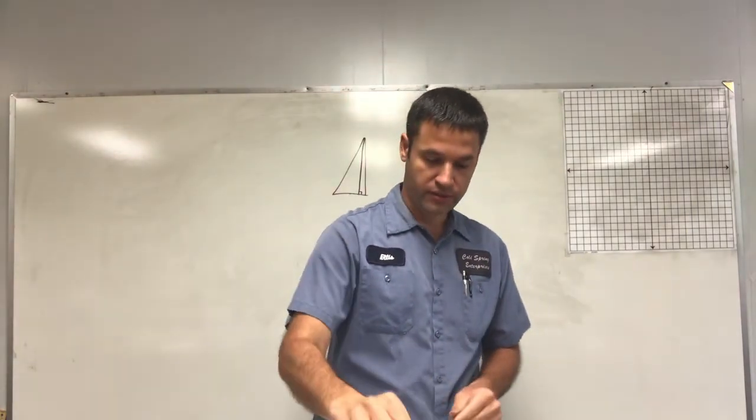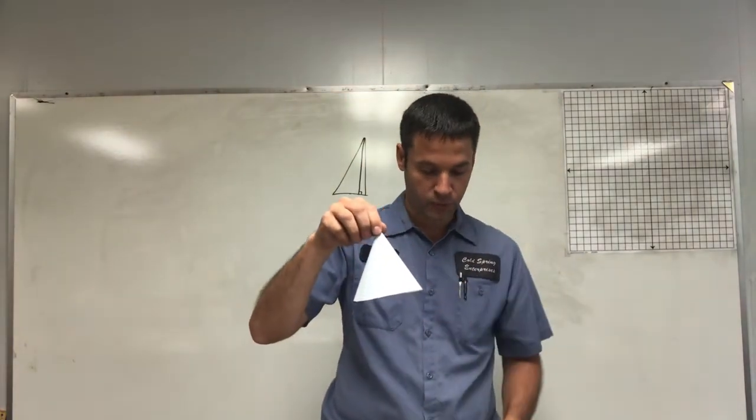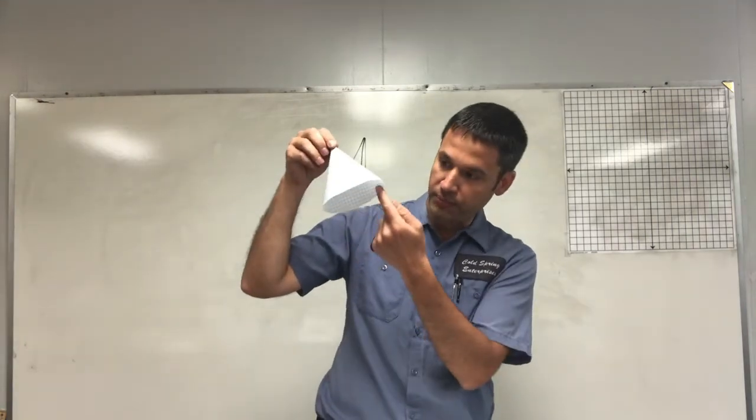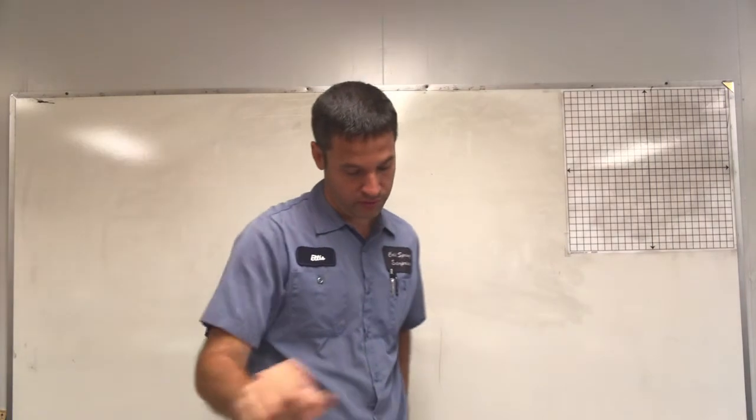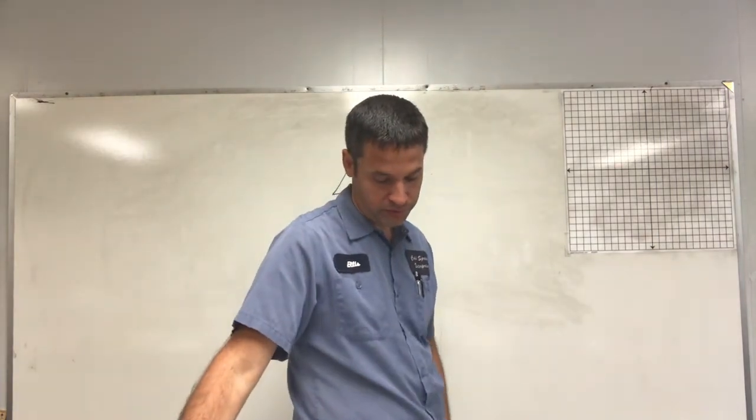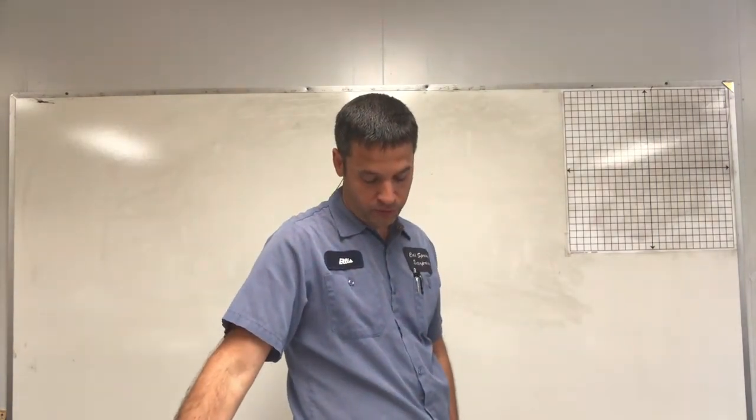The slant height is this distance, and the radius of a cone is the radius of the base. So from the center out to here, the radius of a cone is the radius of the base. All right, formulas, of course.